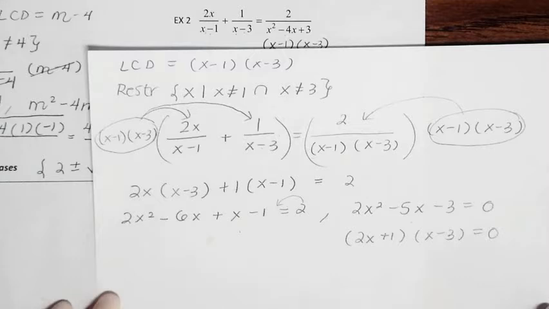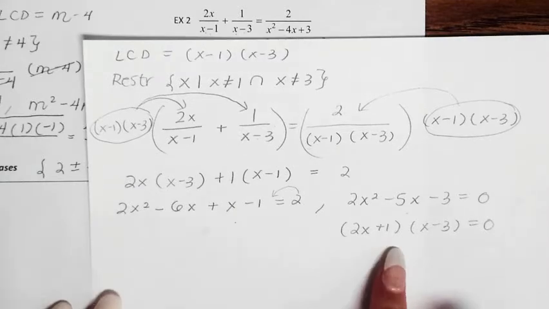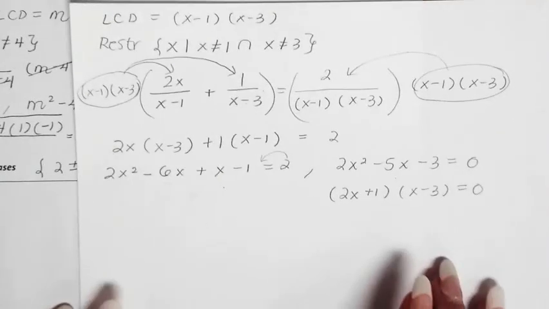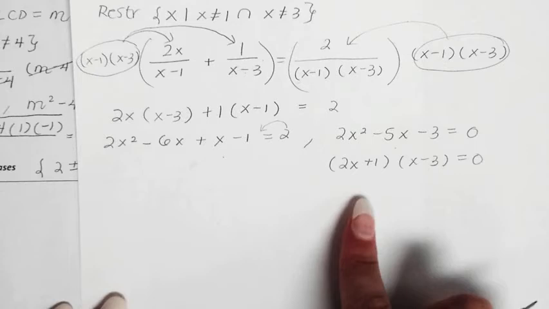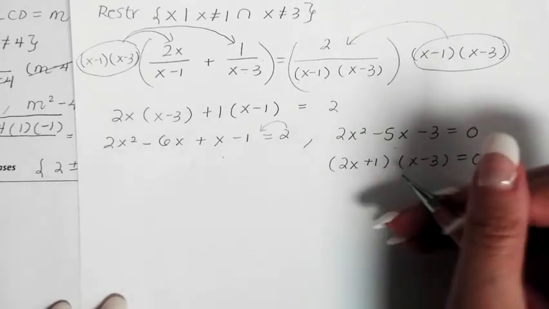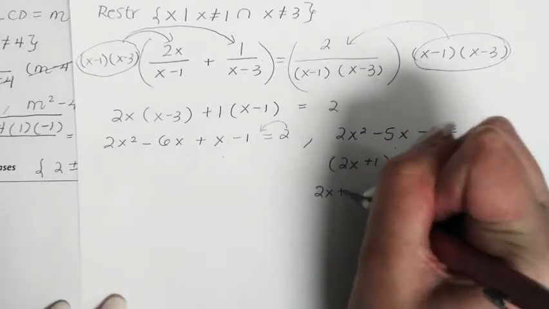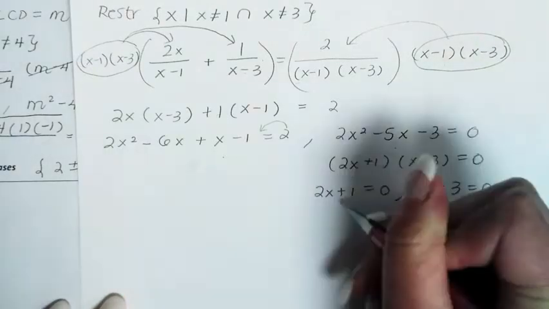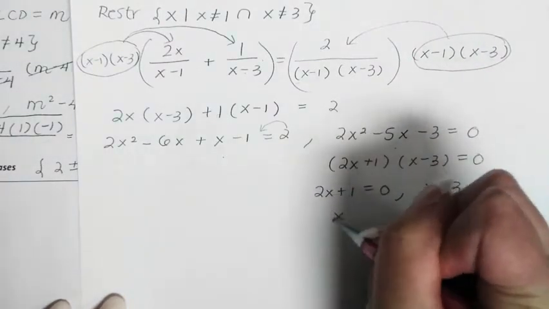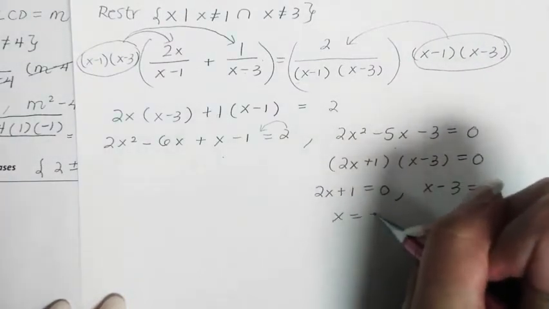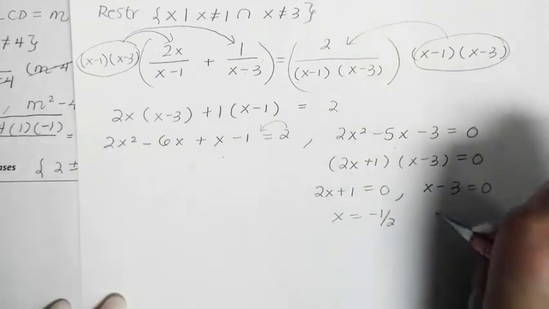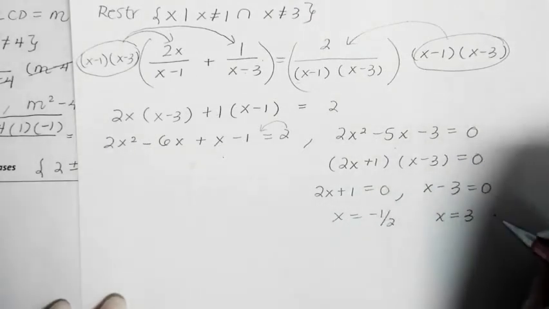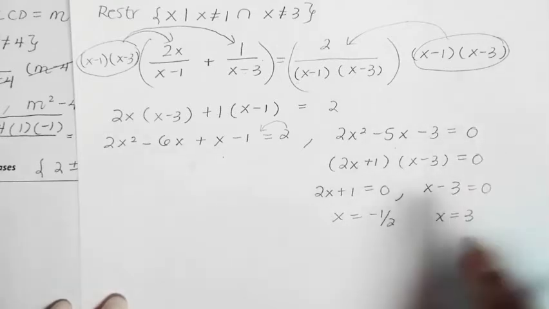So you are like, okay, I can solve this as a quadratic equation. Yes. If you solve this as a quadratic equation, you have two options: 2x plus 1 equals 0 or x minus 3 equals 0, and then solve each one. This is going to be x equals negative 1/2, and this one is going to be x equals 3.